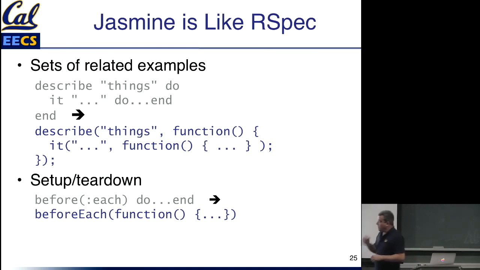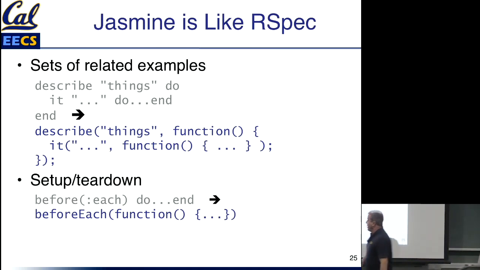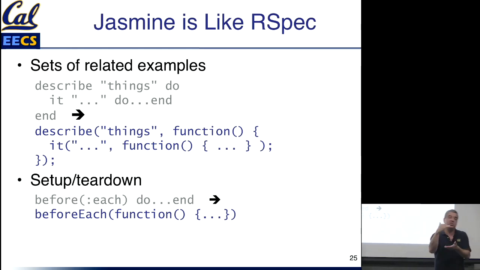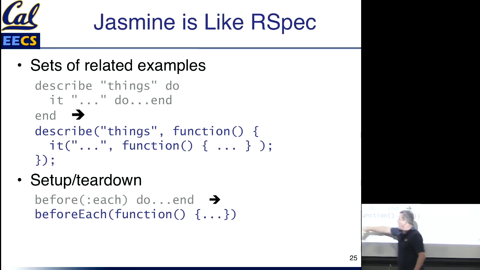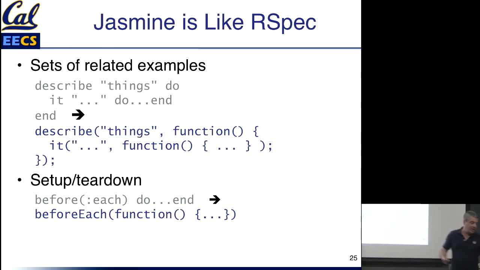Just as with RSpec, if you need to set up preconditions, in RSpec you can say something like before each, and then you pass it what? A function, right? An anonymous function that should be run to set up some common preconditions before each test case runs. Same thing in Jasmine, except they've changed the syntax a little. They just say beforeEach, and you pass it an anonymous function that is responsible for doing any setup common to the tests.